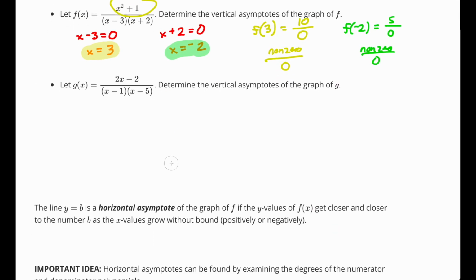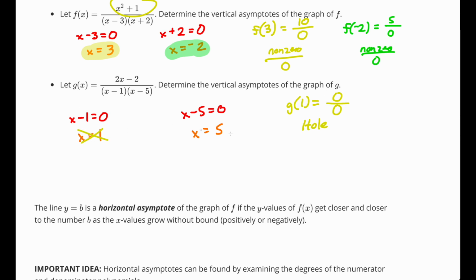All right, the next one, determine the vertical asymptotes of the graph of g. Okay, so first thing I'm going to do is set the denominators equal to 0, add 1 to both sides, add 5 to both sides, and you get x equals 1 and x equals 5. Well, let's figure this out now. Let's try g of 1. If you plug g of 1 in, you're going to get 2 times 1 minus 2 is 0. Uh-oh, we're getting 0 on the top and 0 on the bottom, which means that's a hole. So that is not one of the answers.